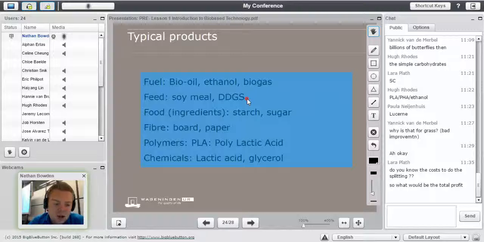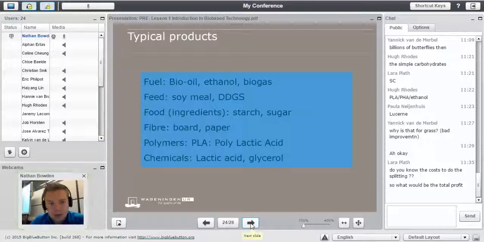DDGS. It's a generic term for any kind of like wheat or barley, any kind of a grain product. So it's dried distillery grains and solids. Food, such as starch and sugar, fiber, board and paper, polymers such as polylactic acid, PLA, chemicals, lactic acid, and glycerol. Mostly these last ones are quite often done by fermentation. And glycerol is quite often a byproduct of the fermentation, but hey ho.